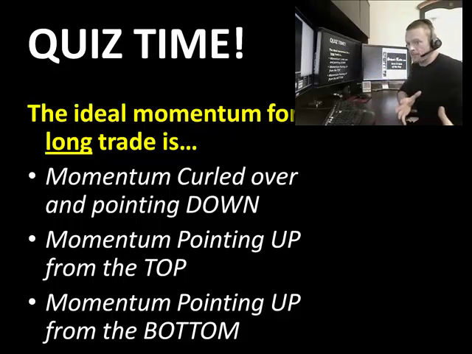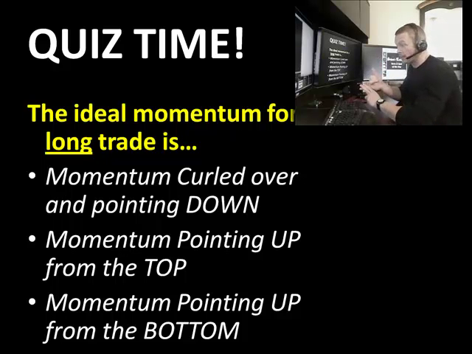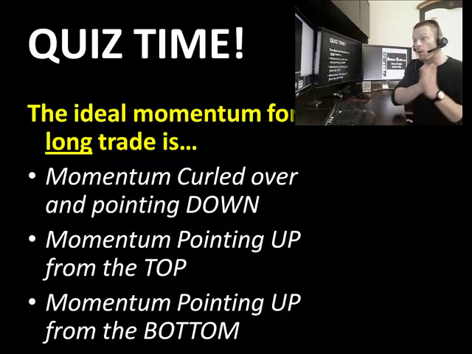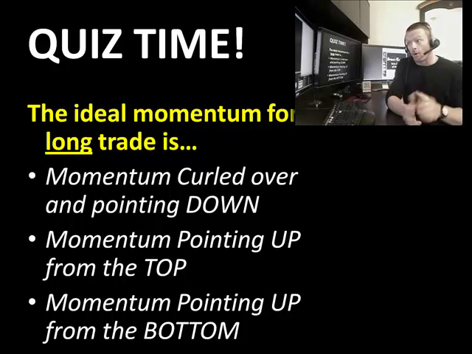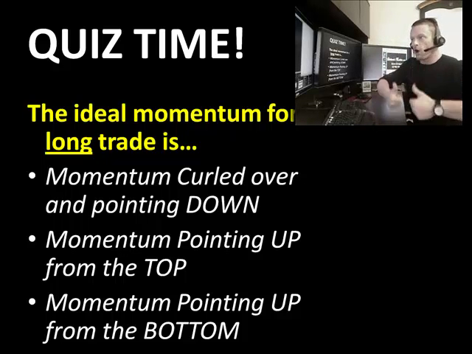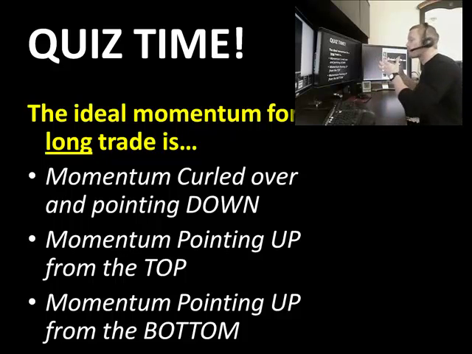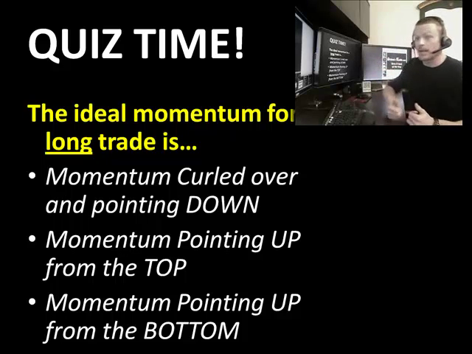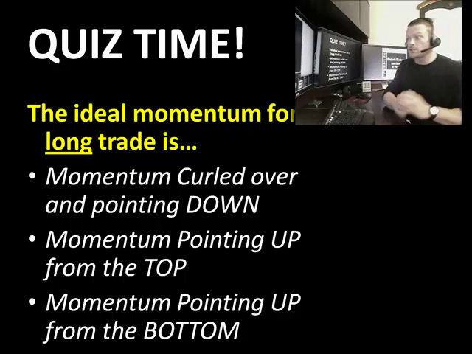So the ideal momentum for a long trade. I know, we just talked about this. Hit the reverse button, rewind it. What was it? The ideal momentum for a long trade: is it momentum curled over and pointed down, momentum pointing up from the top, or momentum pointing up from the bottom? Which one is it, guys? Do you know the answer?